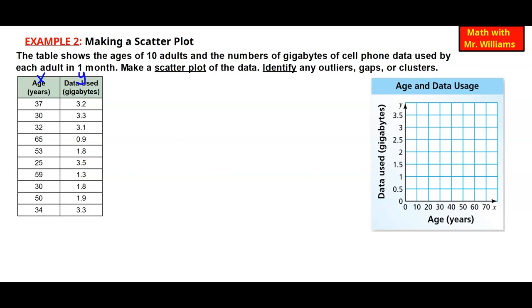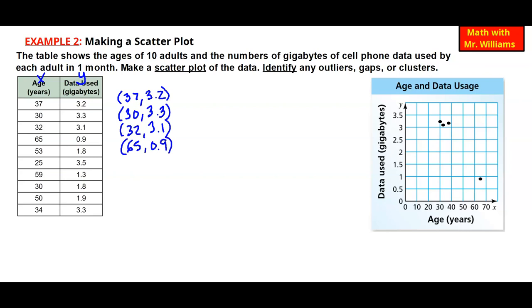Let's go ahead and make a set of ordered pairs here. So the first one would be 37 and 3.2. Let's go ahead and graph that. All right, our next one would be 30 and 3.3. Let's go ahead and graph that one. All right, and next we have 32 and 3.1. Let's graph it. All right, next we have 65 and 0.9.